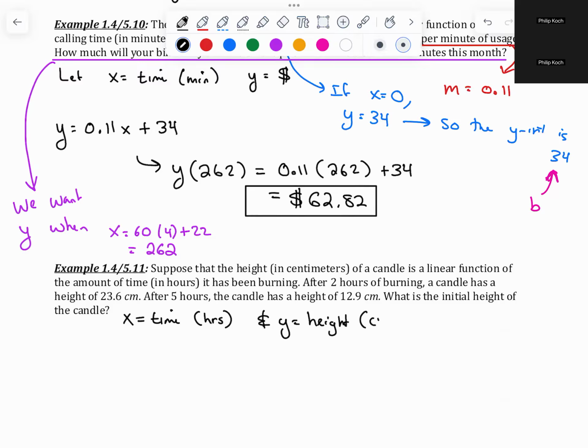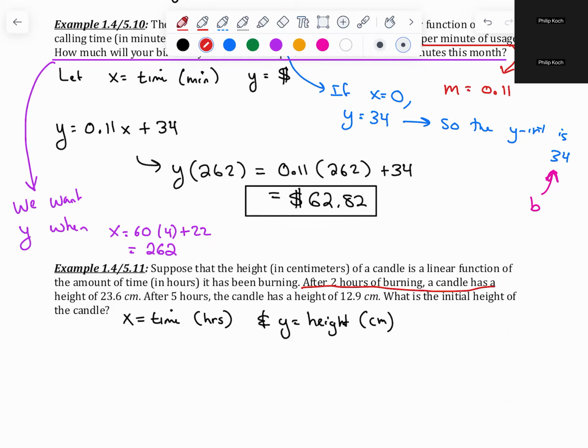In centimeters. Though you could just write y equals cm and that would be fine. Okay. Unlike before, we're not given a rate. So we don't know what the slope is off the top, like immediately. However, we're given a lot of information that we just need to make sure we understand what it's doing.